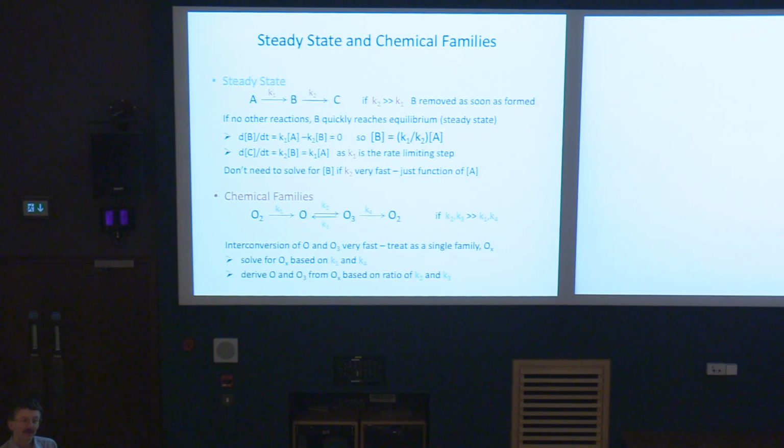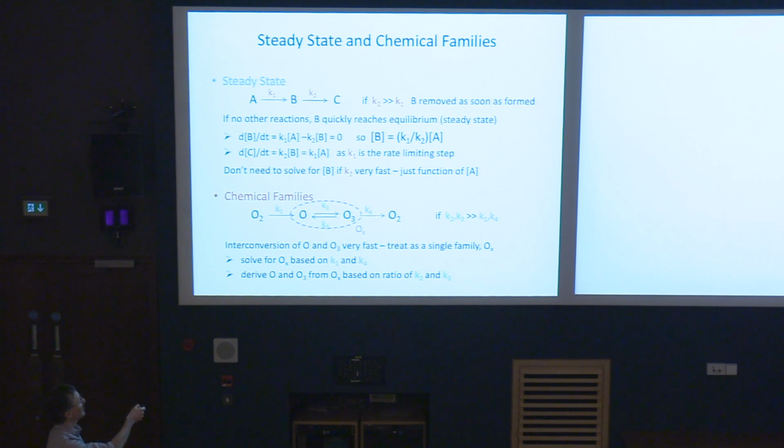Another example is that of chemical families. Here's an important example from the stratosphere, the Chapman cycle for atmospheric ozone. We have oxygen photolyzing to form an oxygen atom. That reacts very quickly, picks up oxygen to form ozone, and ozone decays very rapidly to form oxygen. And ultimately, on some longer time scales, we get reaction of these things to form oxygen again. But reaction 1 and reaction 4 are both relatively slow compared with reactions 2 and 3.